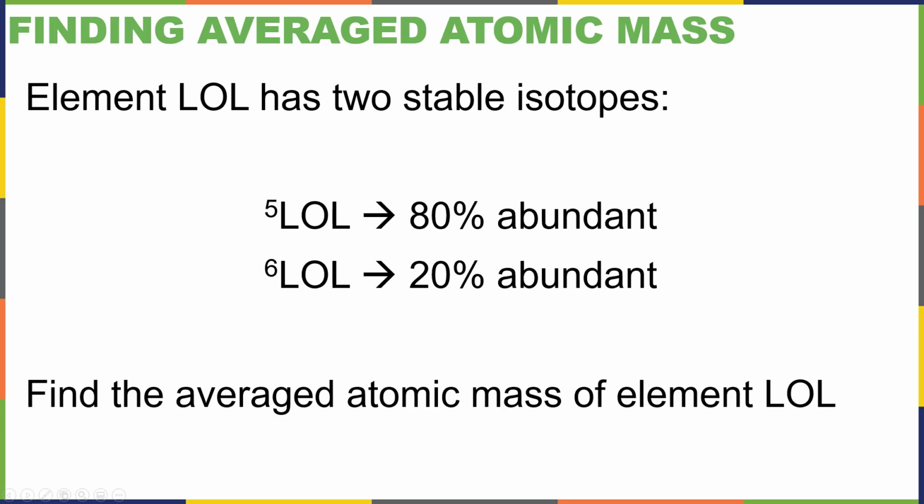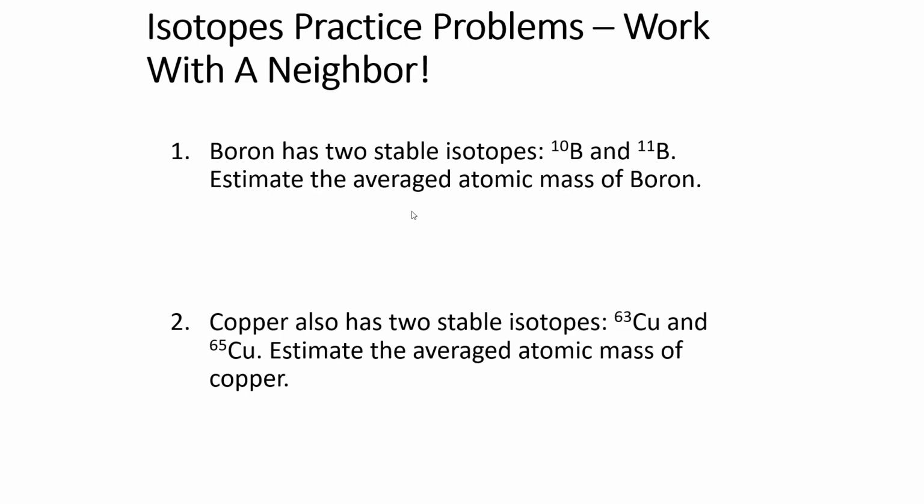Okay, it's not giving me a pen feature, but say this was LOL4 and it was 20% abundant. Well, the problem with that would be, since LOL5 is 80% abundant, if you said LOL4 was 20% abundant, the mass would actually have to be maybe 4.8 or 4.9, because you would have 20% that weighed less than 5. And so that's how you guess the average atomic mass on the periodic table.